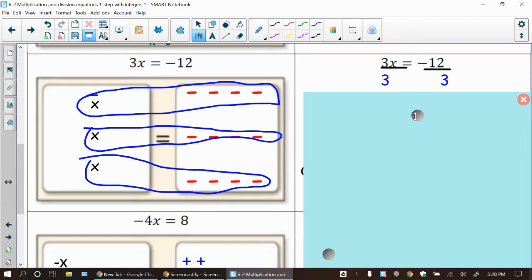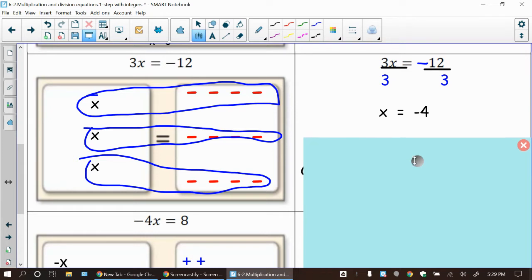Now, this is where you have to remember your integer rules. Okay, I'm dividing a negative number here by a positive number. Different signs gets me a negative solution. So my answer is actually x equals negative 4.